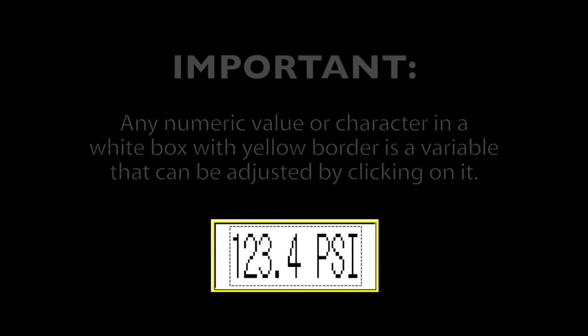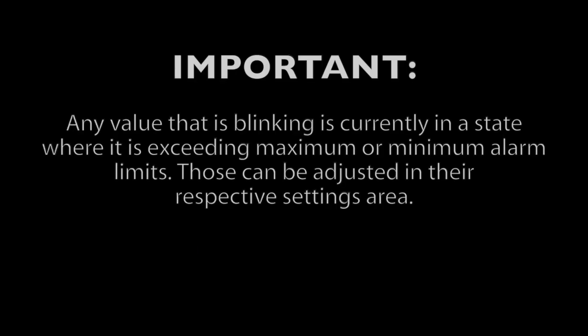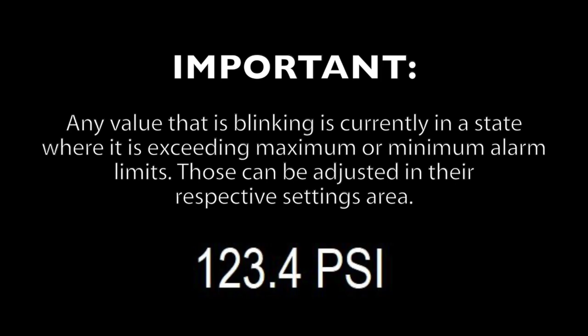by clicking on it. Some buttons are action buttons if they contain a phrase like turn derivative on, and when pressed should do that action. These buttons are usually green or yellow. Any value that is blinking is currently in a state where it is exceeding maximum or minimum alarm limits. Those can be adjusted in their respective settings area.